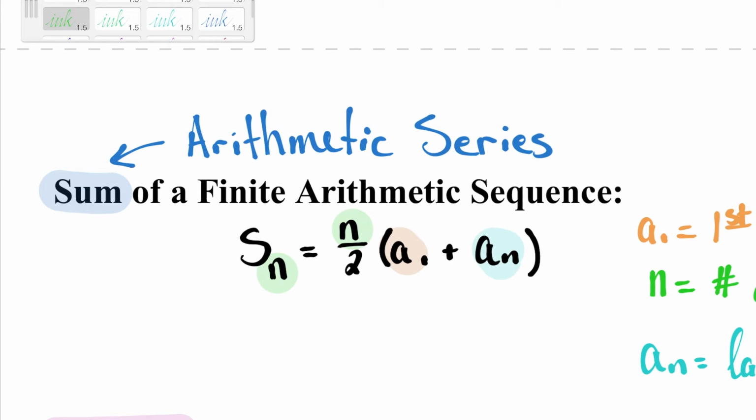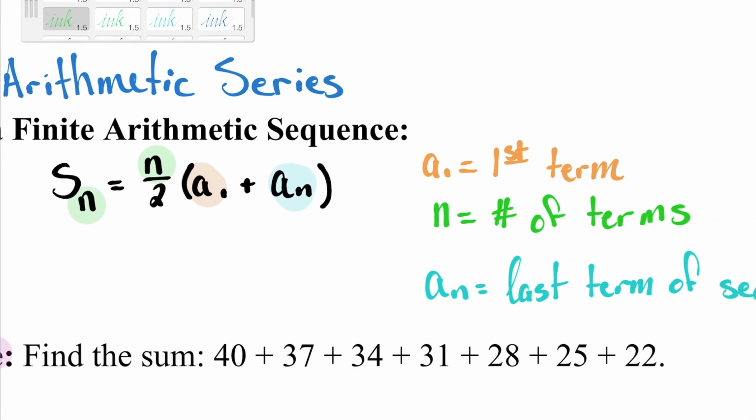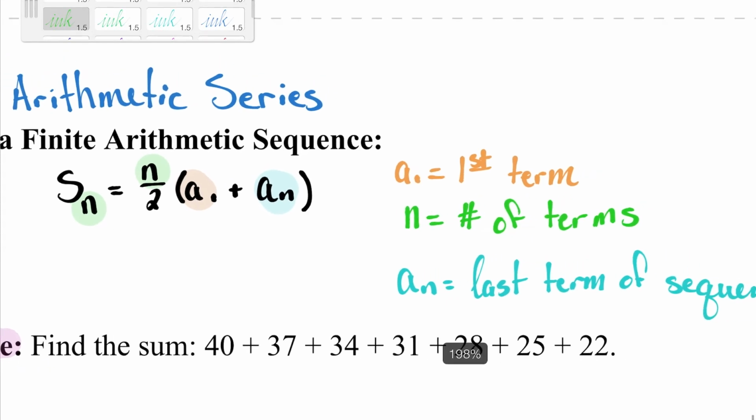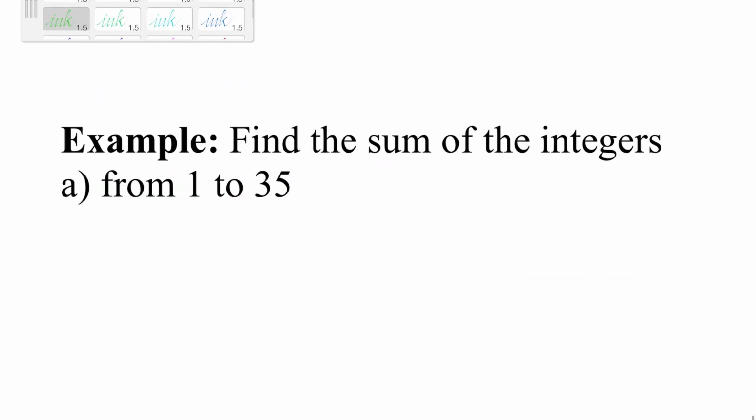So when we talk about sum, we're talking about a series and we're going to be finite, so a specific number of terms. This is our handy dandy formula for an arithmetic series. We're adding together the first term and the last term of the sequence, and then we are multiplying by half of our number of terms, or our number of terms divided by 2, and that will give us the sum of everything.